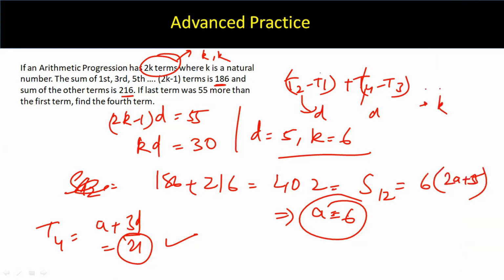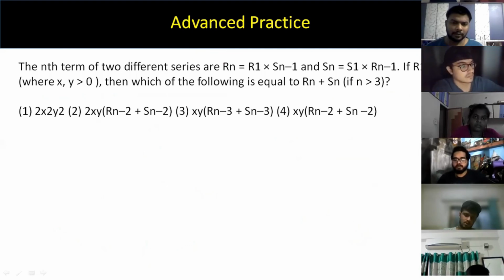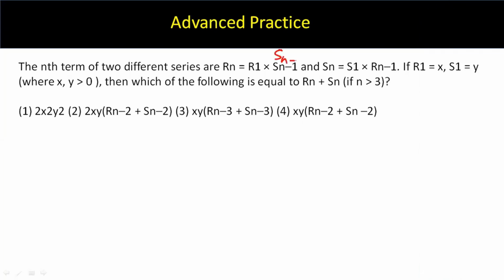Okay. Next question. We'll probably cover two more questions and then wrap up, because then a new topic, a new variant will start, which we'll do fresh tomorrow. This is S(n minus 1). This is R(n minus 1). This is 2xy, 2 R(n minus 1) plus S(n minus 2).